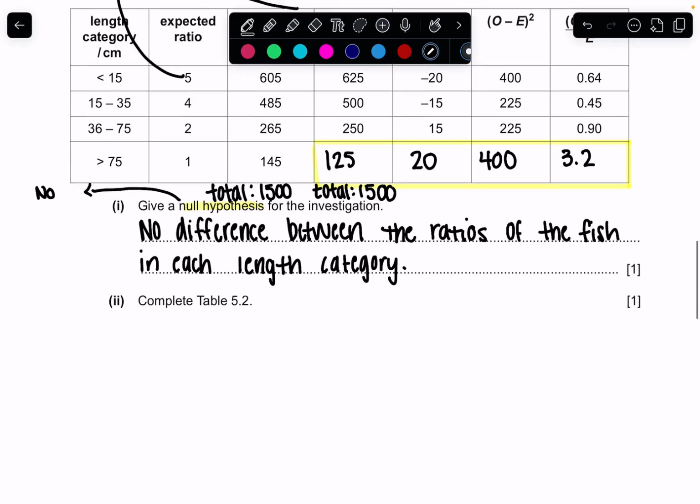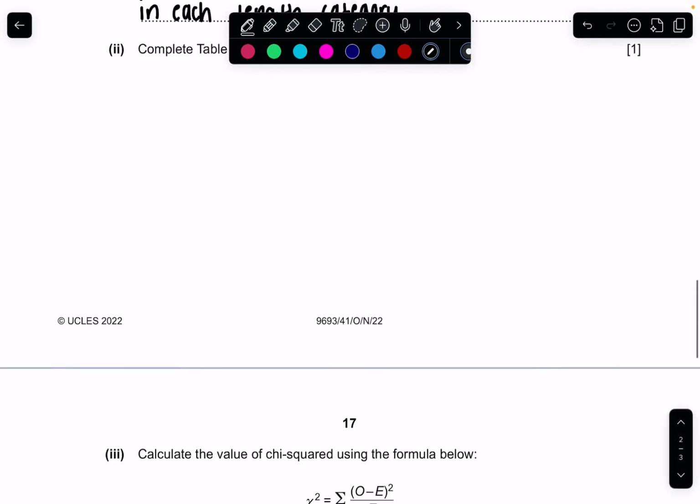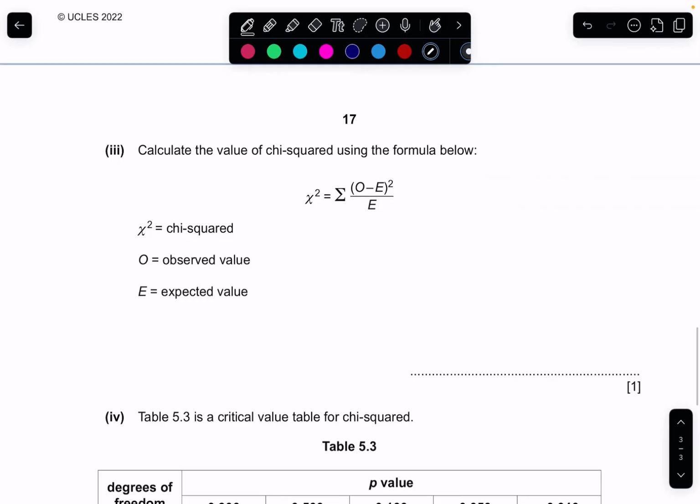Then it says to complete table 5.2. We've already done that step. That was for 1 point, but when you move forward, you're going to notice there is a second part of the question. Technically, it's actually the third part of the question. It says calculate the value of chi-squared. So similar to your Simpsons, your Spearmans, your Lincolns, you're always going to be given on the exam your chi-squared formula and the variables.